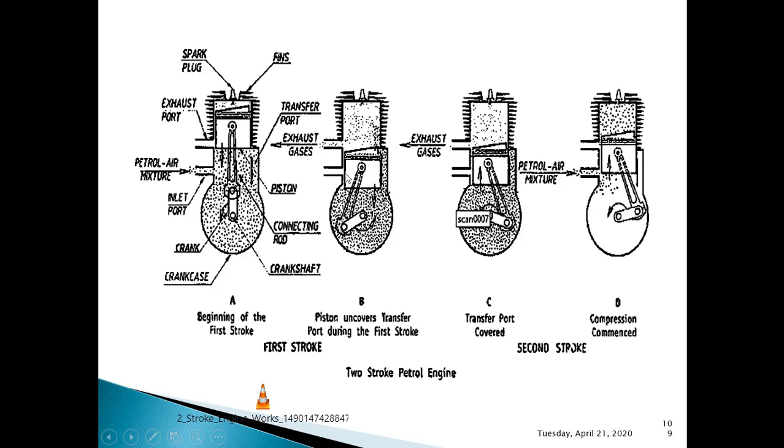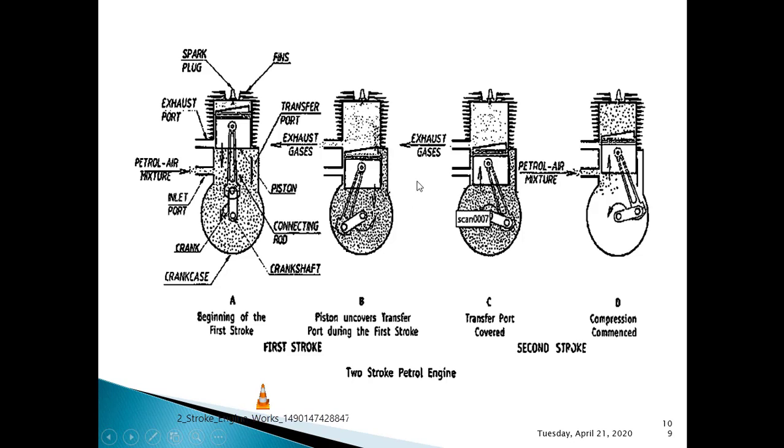In the descending stroke, the piston covers this inlet port. As soon as it covers the inlet port, entry of air fuel mixture will be stopped. And again, when it is coming downward in the descending stroke, it covers the inlet port and it uncovers this transfer port. As soon as the transfer port gets uncovered, the slightly compressed air fuel mixture will enter the engine cylinder through this transfer port.